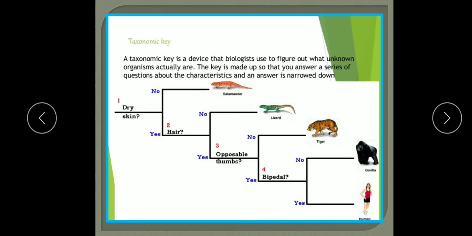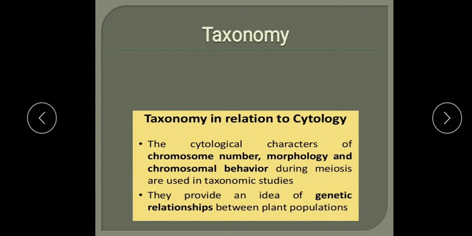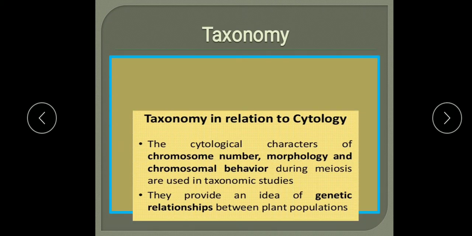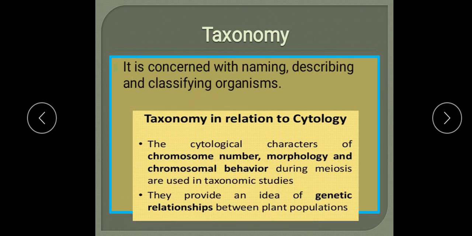So this is all about the taxonomic tools or aids. After this we will study the main systems of classification. Before that we will see the taxonomy and its types. Yesterday we did taxonomy, but the types are remaining. So first we will do this, and then we will study the main systems of classification.